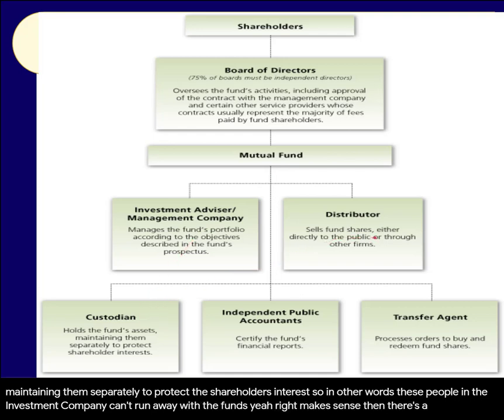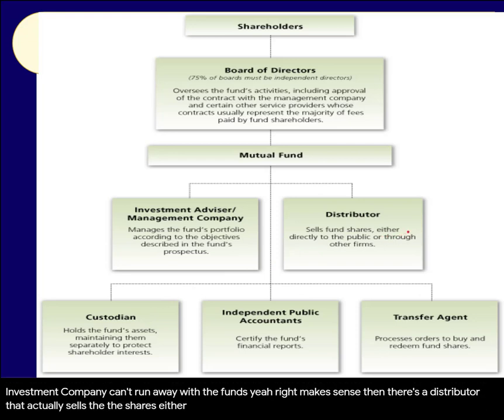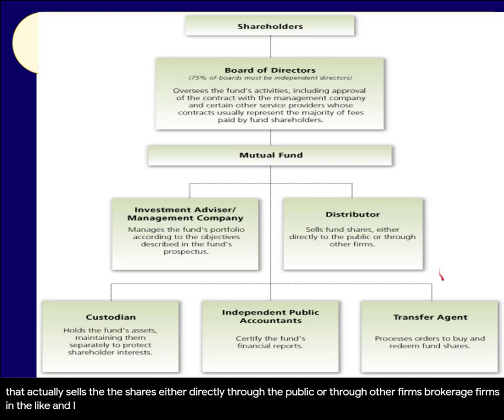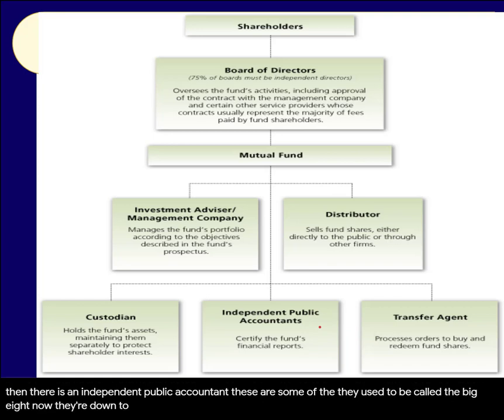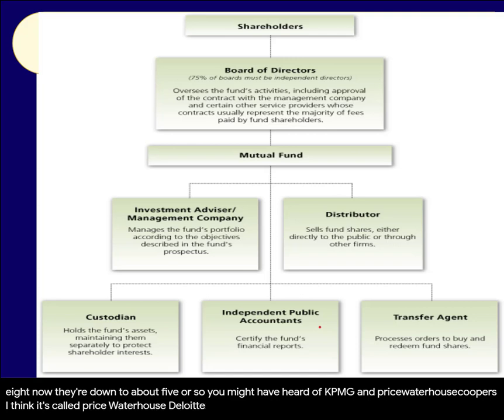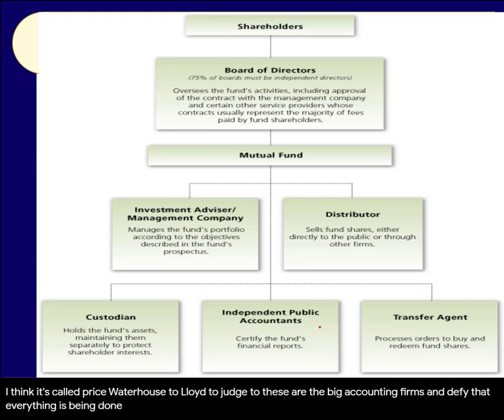Then there's a distributor that actually sells the shares, either directly through the public or through other firms, brokerage firms and the like. And a transfer agent that actually processes the orders to buy and redeem the fund shares. And then there is an independent public accountant. They used to be called the Big Eight. Now they're down to about five or so. You might have heard of KPMG and PricewaterhouseCoopers. I think it's called Pricewaterhouse, Deloitte and Touche. These are the big accounting firms. And their job is to go in there and certify that everything's being done correctly, right?